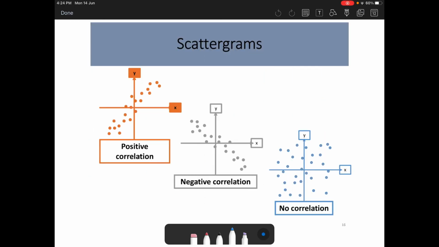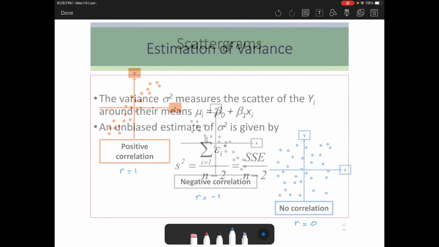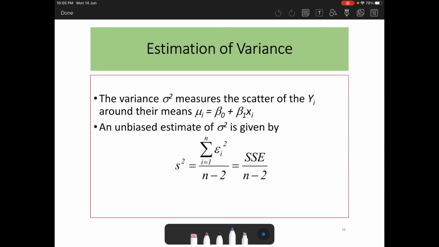Here is the scattergram for positive correlation, R equals 1, negative correlation, R equals -1, and no correlation for R equals 0. The strength of the fitted model is also dependent on the estimation of the variance, sigma squared. And the variance is the key in describing the goodness of fit of our simple linear model.